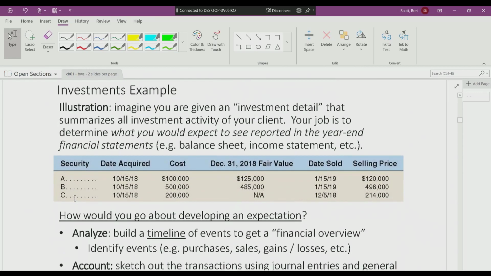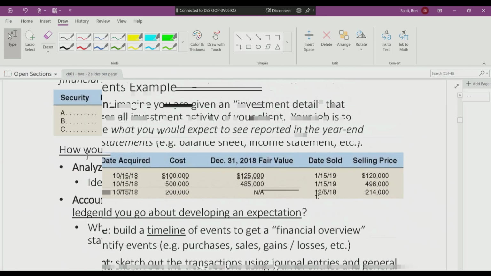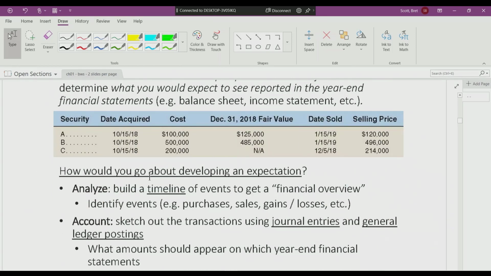Now, the book gives you a pretty good example, but I think we need to go through it in detail here. So let's assume that we purchase or we acquire the following investments. We have securities A, B, and C. We buy them on this date at this cost. They have a fair value adjustment, and we sell them at certain points in time.